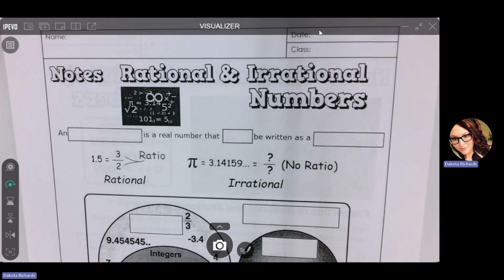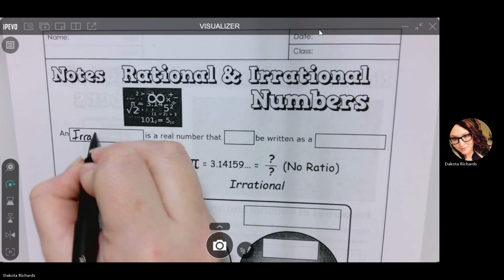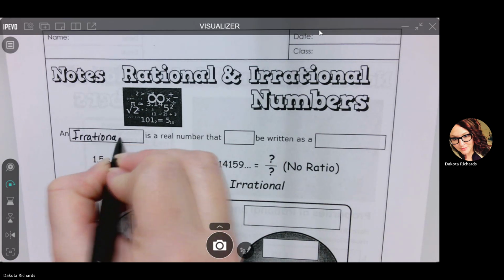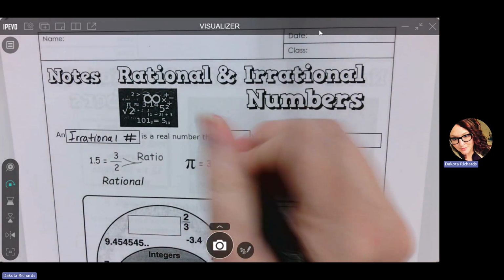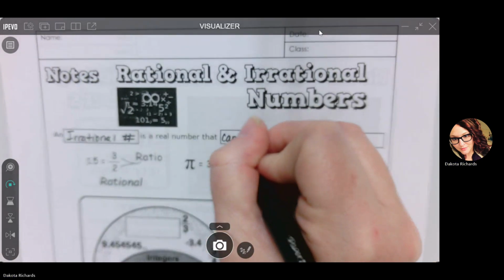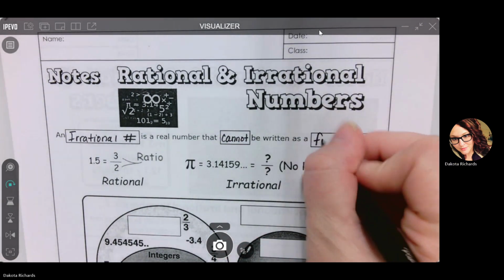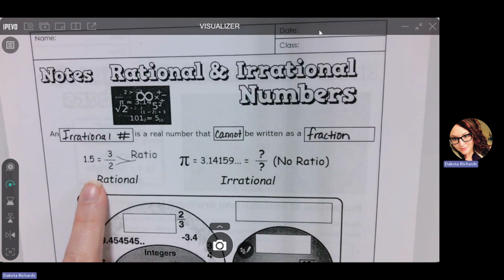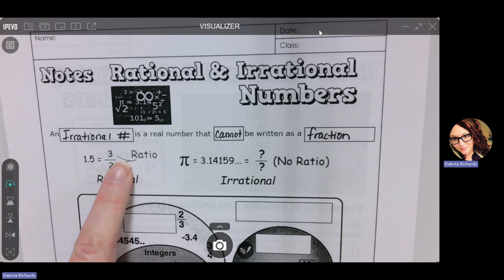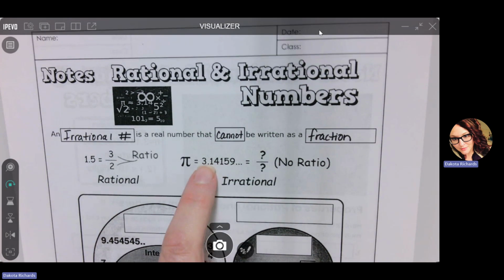So for rational and irrational numbers, an irrational number is a real number that cannot be written as a fraction. Okay, these are all examples. So 1.5, you can write that as a ratio of two numbers. That's rational. Pi is irrational.